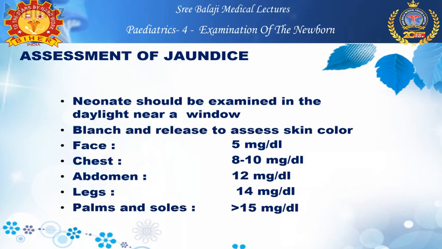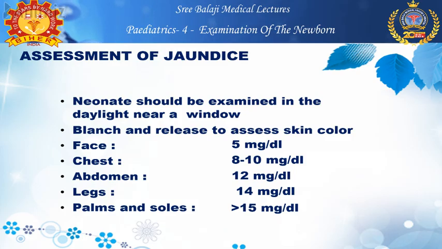If the face is jaundiced, the level is around 5 mg per dl. If the chest is jaundiced, it is 8 to 10 mg. If the abdomen is jaundiced, it is around 12. And legs, it is 14. And palms and soles, it is beyond 15. So with this, you can clinically assess any baby. If the baby has jaundice up to the palms and soles, it is not physiologic, and we have to start evaluating the baby for jaundice.